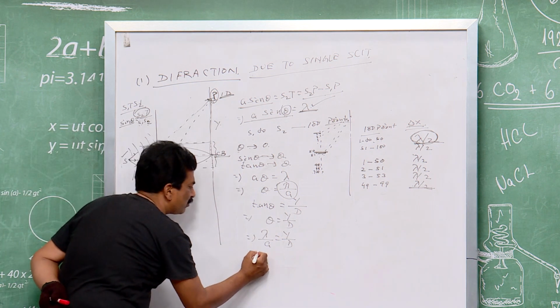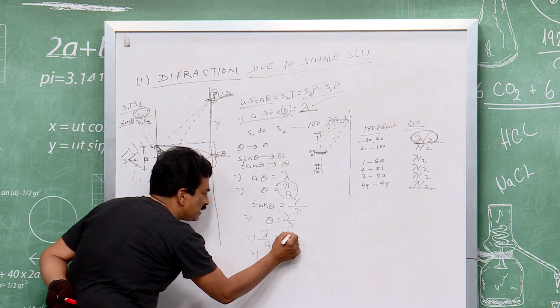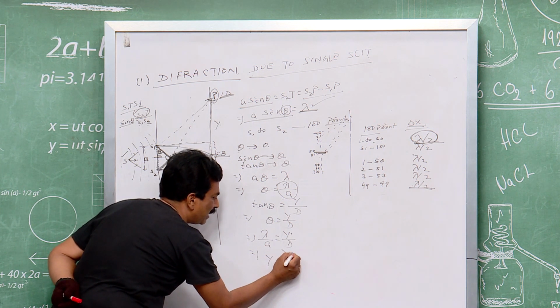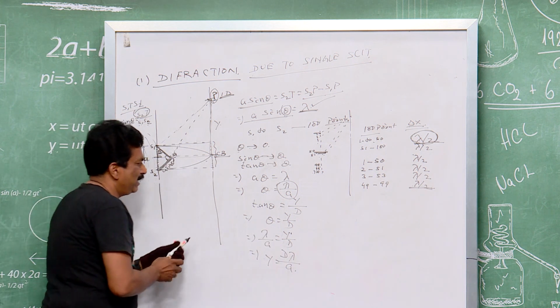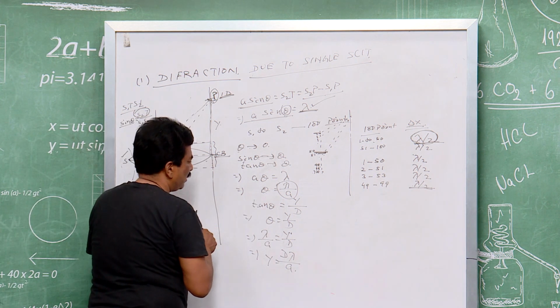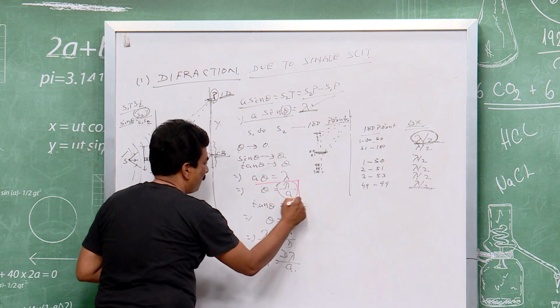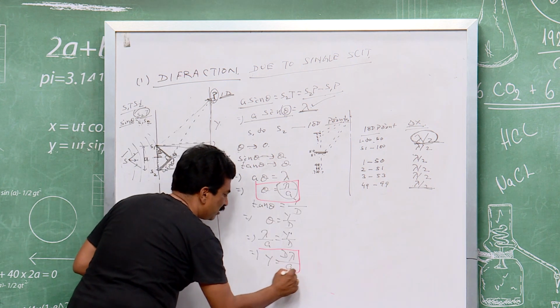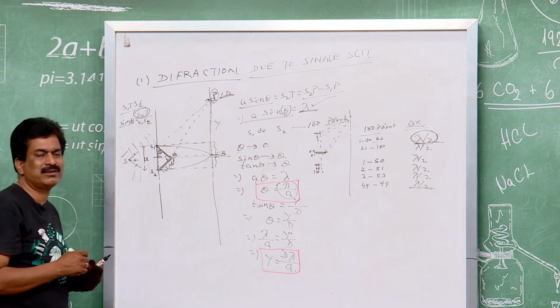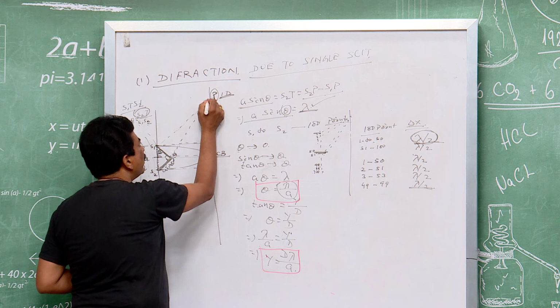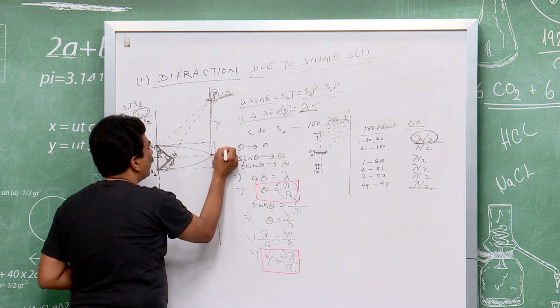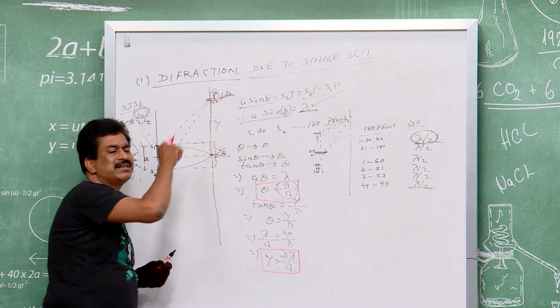Then what will we say about y? y is equal to capital D lambda by a. You see, here theta is equal to lambda by a, and y is equal to capital D lambda by a. Means this y is the width from the central bright to the first darkness.